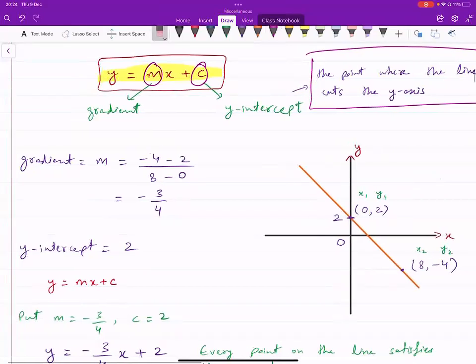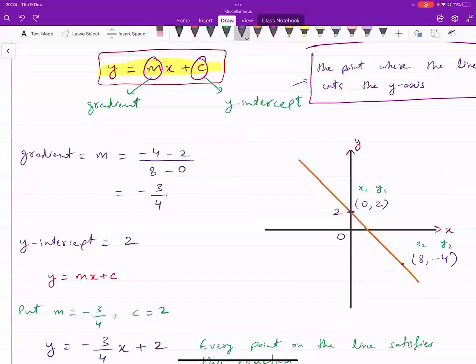You can find the gradient using the gradient formula, y2 minus y1 over x2 minus x1. हमने एक gradient find कर लिया यहाँ पे. This gradient turned out to be -3/4. ठीक है? अच्छा, then you look for the y-intercept. आपको एक point पता है (0, 2), और ये x coordinate 0 है. That means that's the y-intercept. The y-intercept is 2 here because that's the point where the line is crossing the y-axis.